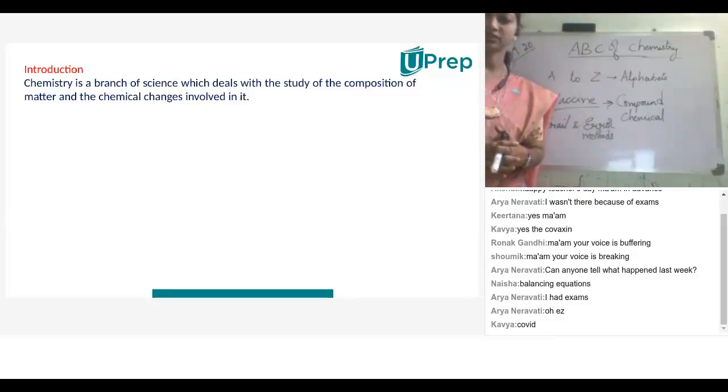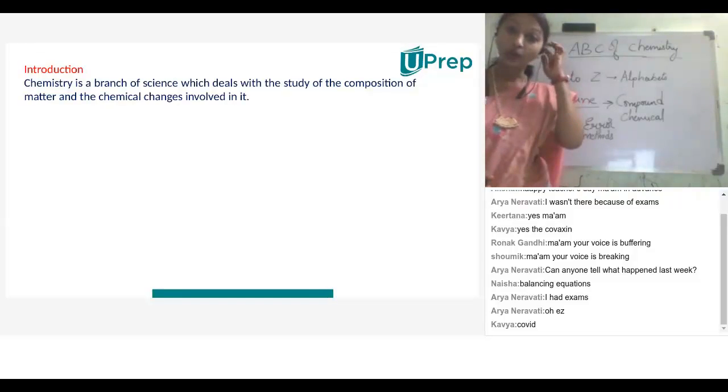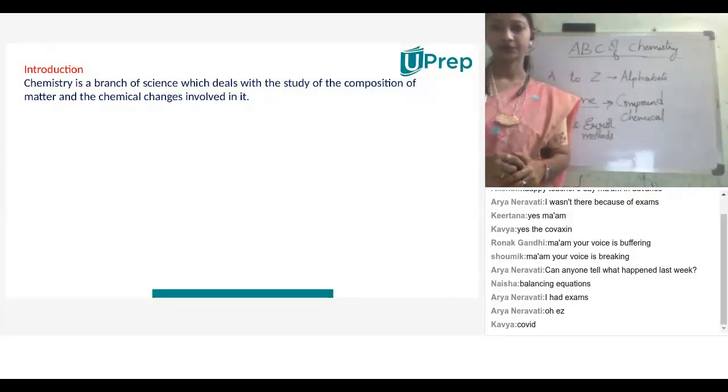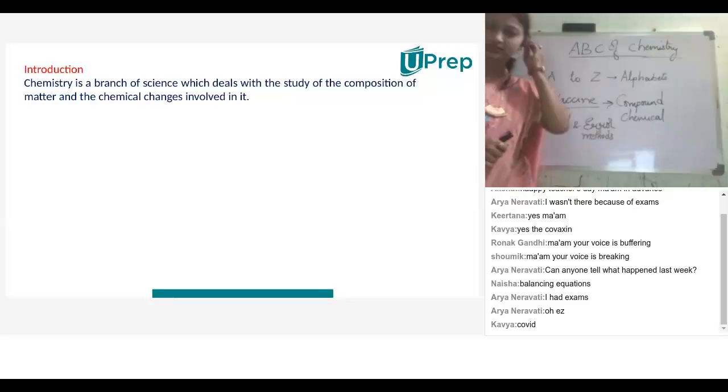In the same way, nowadays chemistry is all over the universe. There is no end to this. Chemistry is a branch of science which deals with the study of the composition of matter. What do you mean by composition of matter? Everything around us. Air is a composition of different gases.